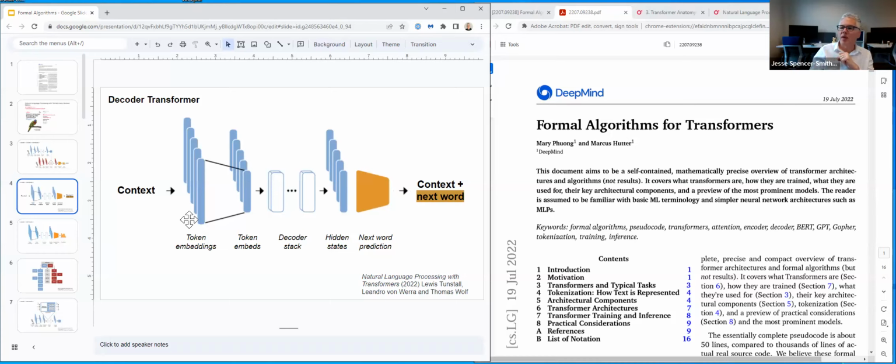Words come in, they get identified with numbers, the embeddings become enriched, and then from that, you predict what the next word is going to be.